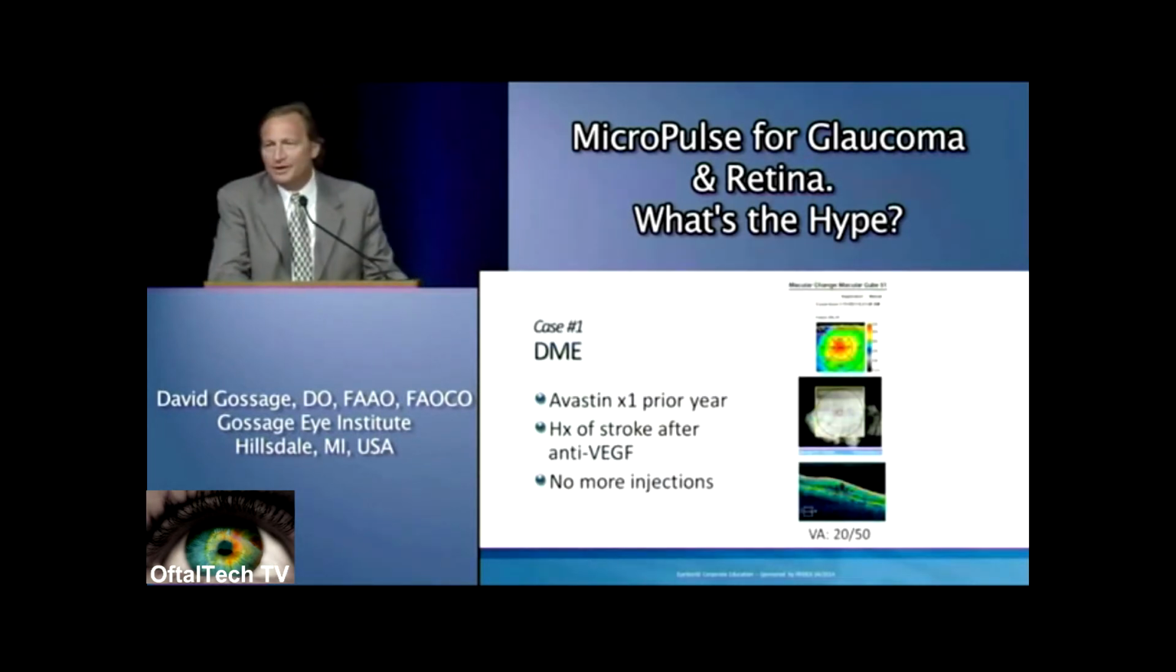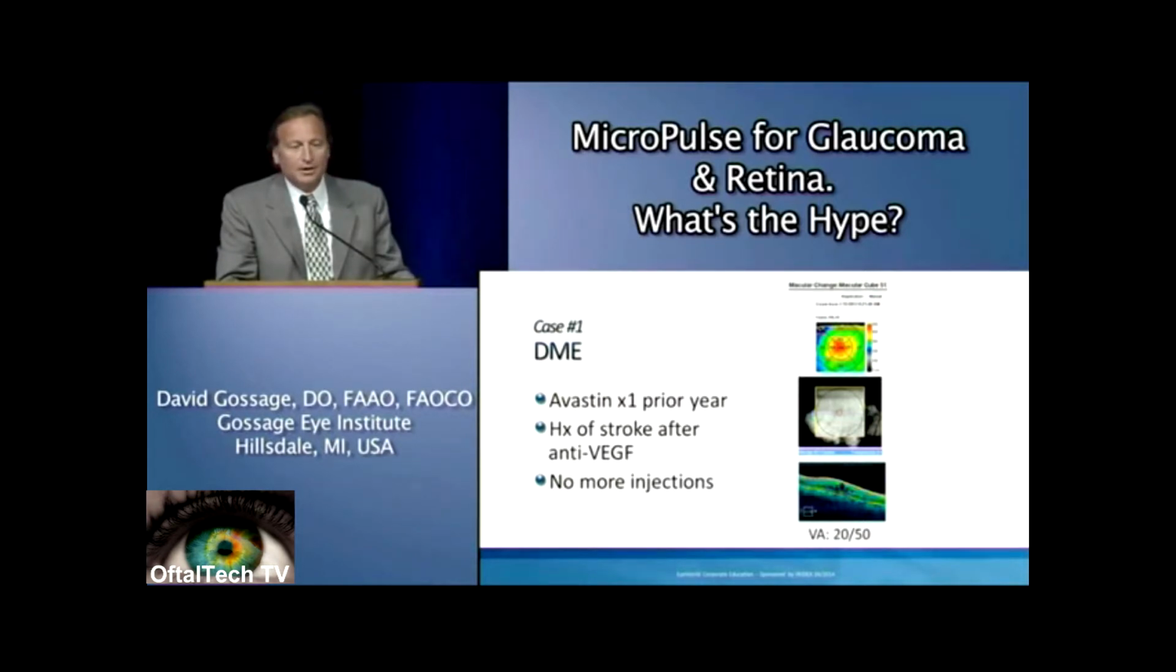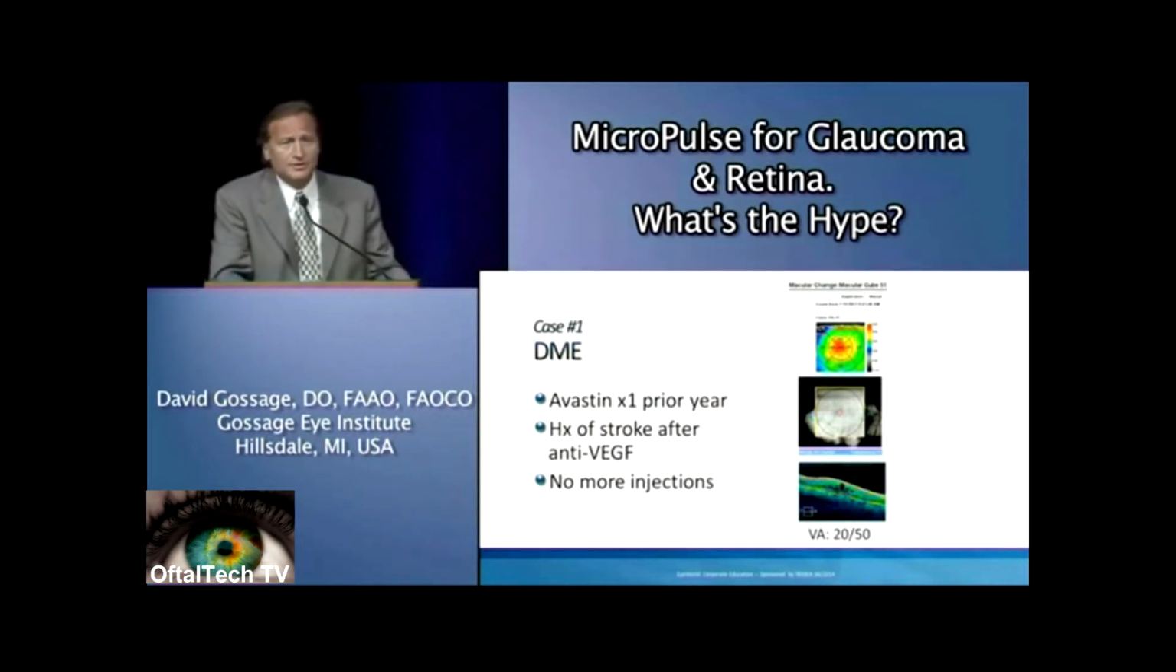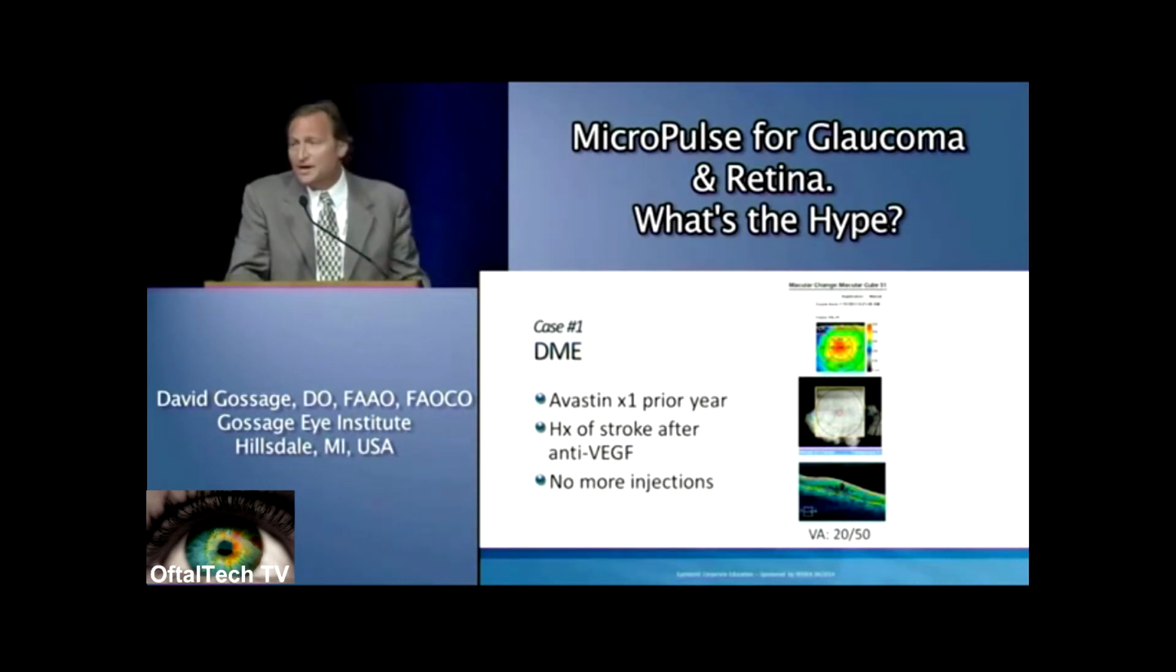So I'm going to run through about 8 cases real quickly. This is early on in my treatment with the MicroPulse. This patient had an Avastin injection 1 year prior, but they did have a stroke afterwards. And as we know, with any of the anti-VEGFs, we're always concerned about myocardial infarctions and non-lethal cerebral vascular accidents. So from our standpoint, this guy said, nope, no more injections. I want to stay away from anything that could potentially cause me to have another stroke.